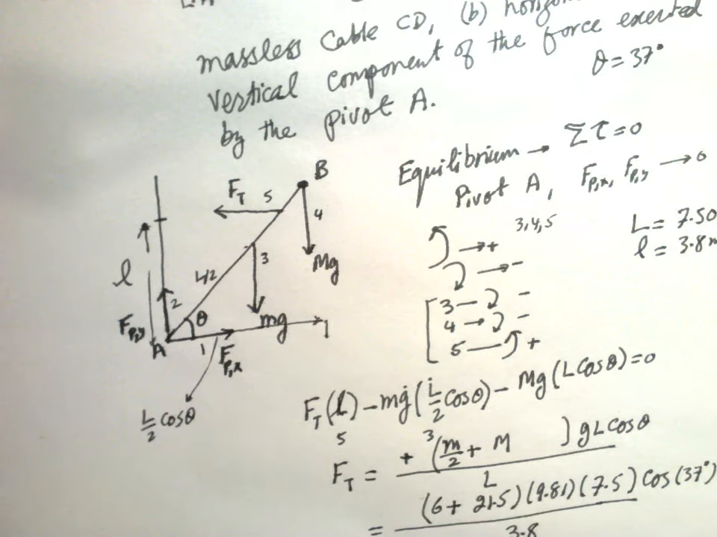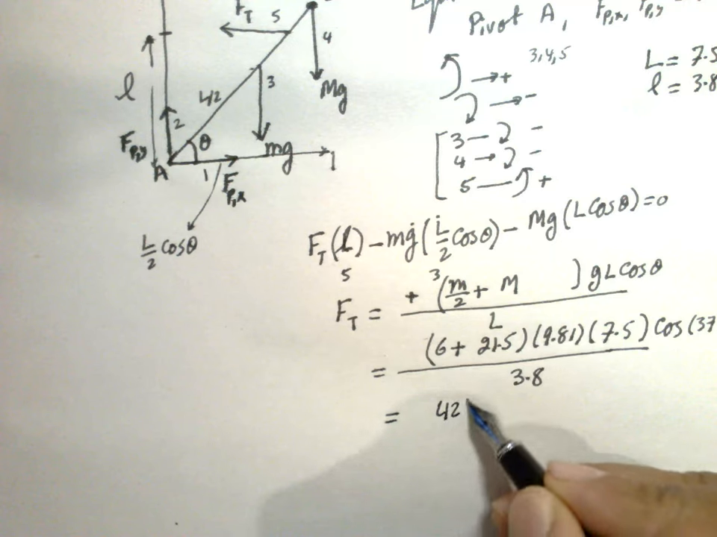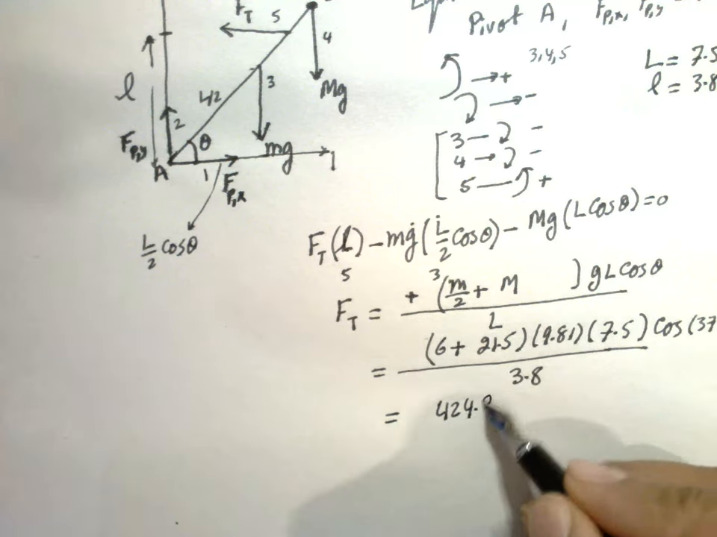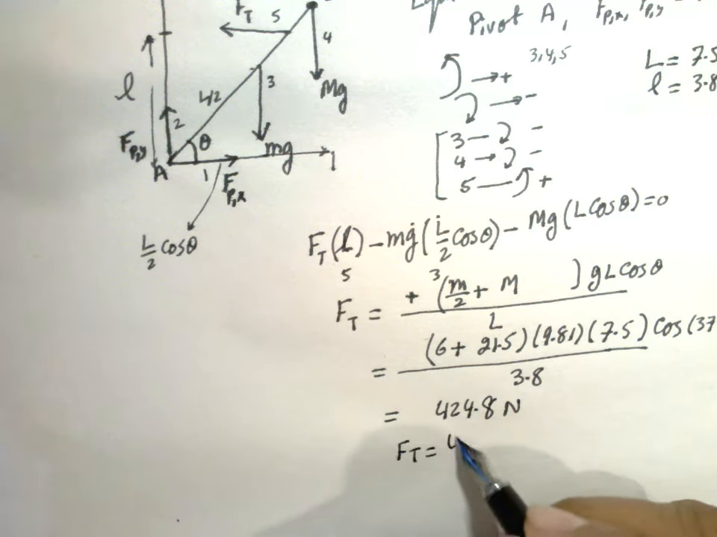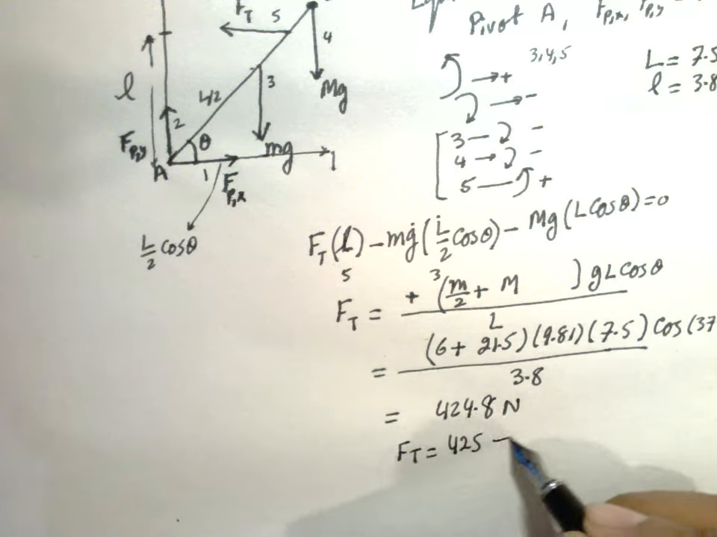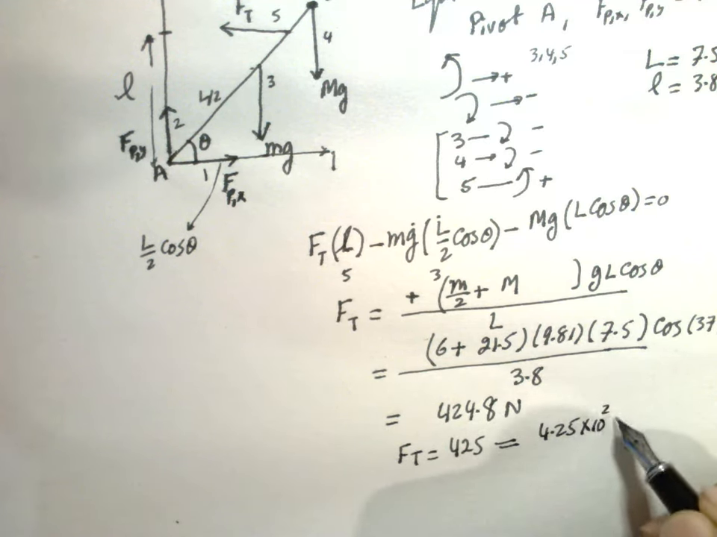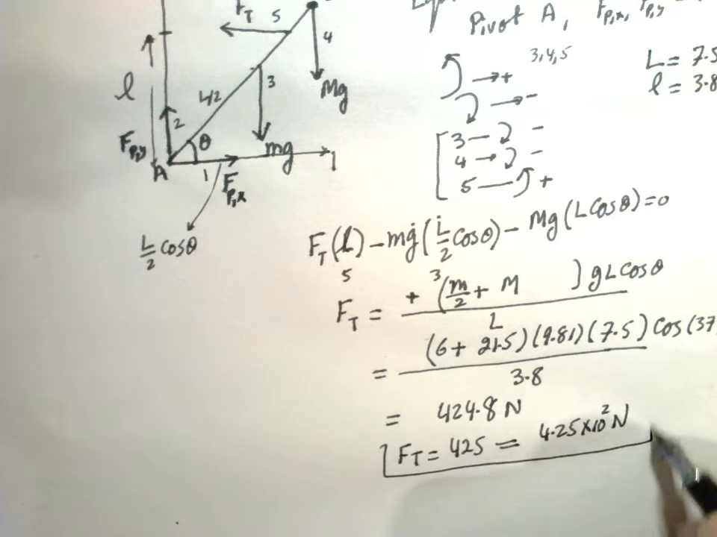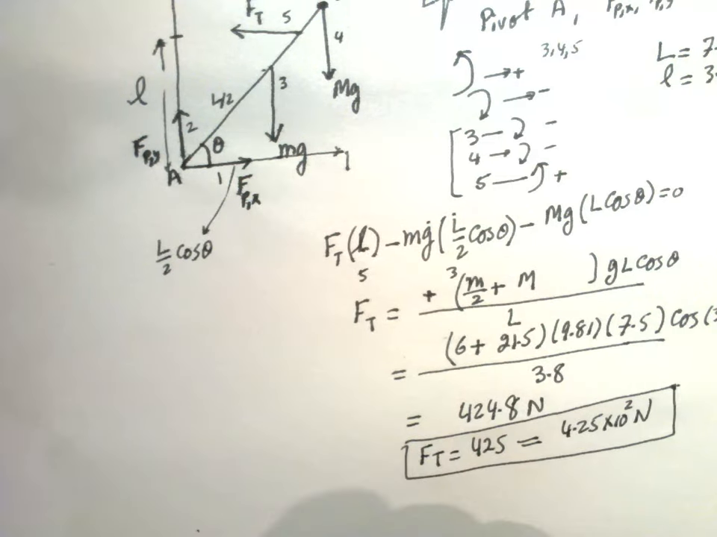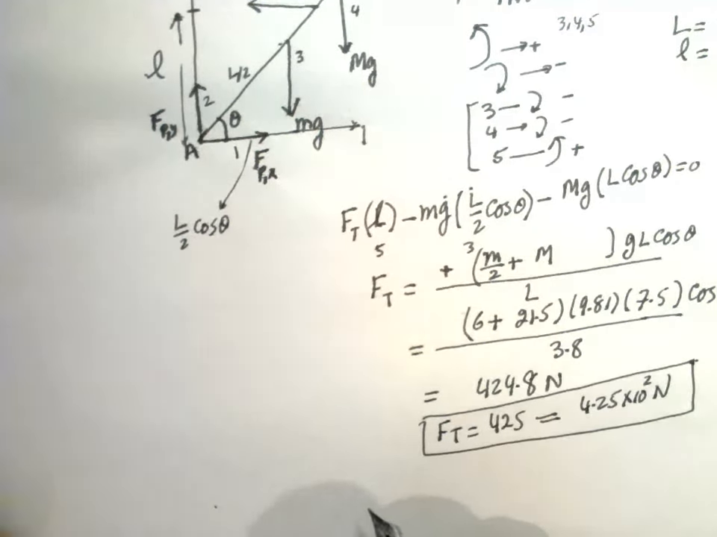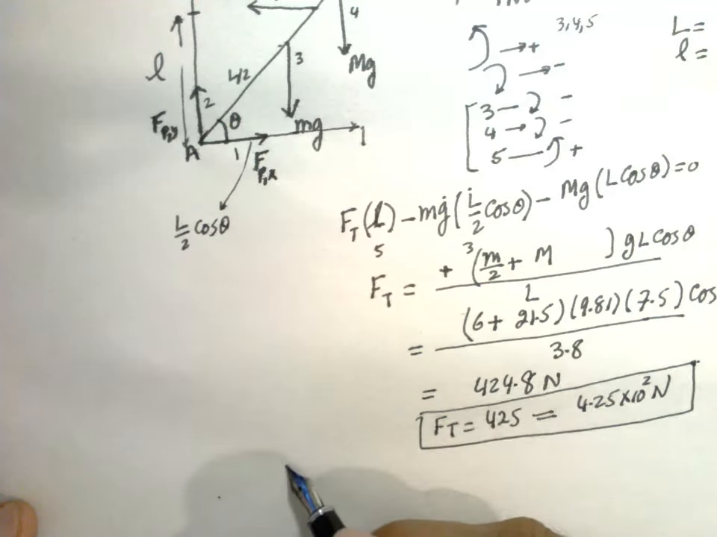So if you solve this one, then you will get 424.8 Newton, which is equal to FT, which is equal to 425 or 4.25 times 10 power 2 Newtons. So this is the tension in the cable. Now we have to find the horizontal and vertical component. Then we have to use the Newton's second law.